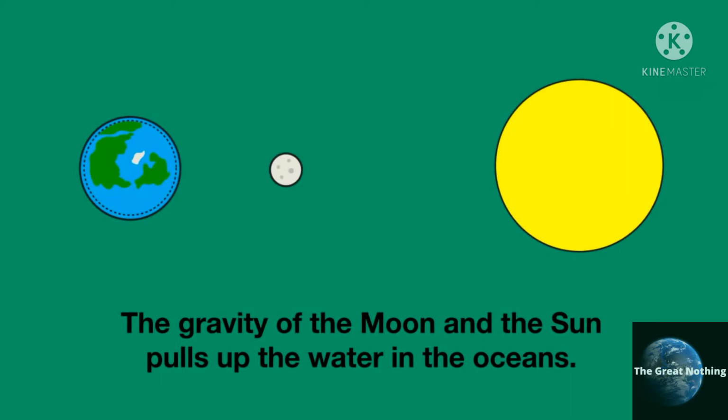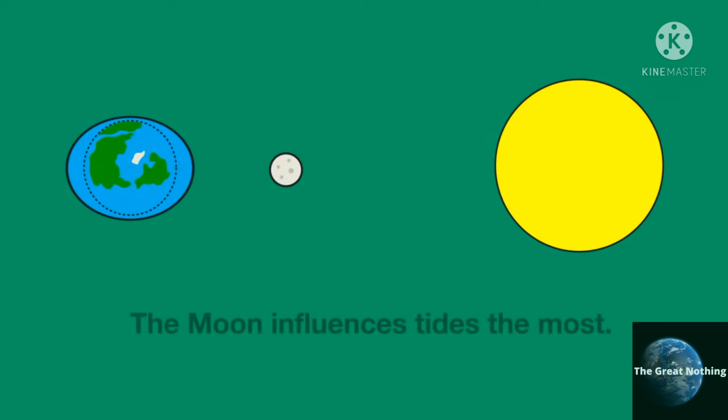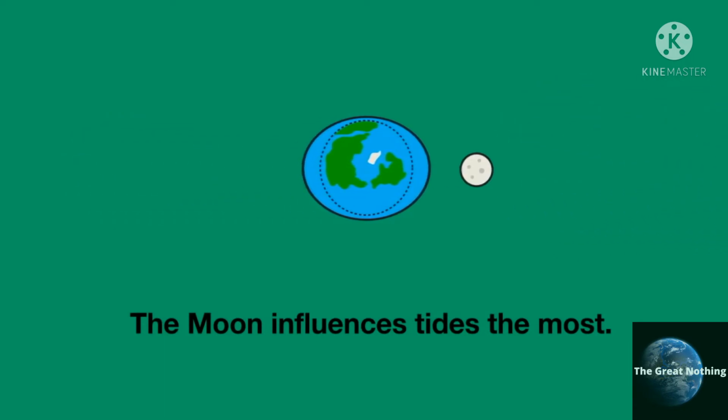The gravity of the moon and the sun pulls up the water in the oceans. And this is the cause of tides. The moon influences the tides the most. So let's first look at the moon.